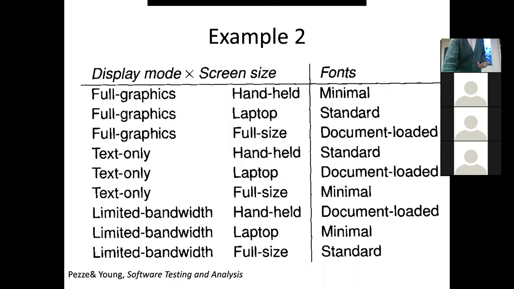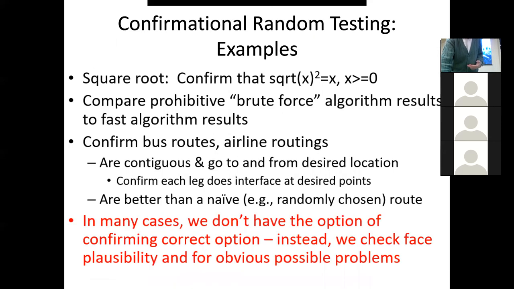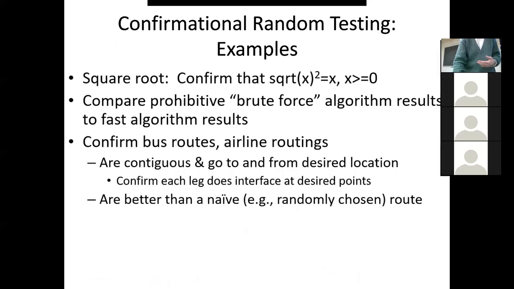Okay, so let's go on to the last thing I'm going to talk about here, which is called conformational random testing. What's your project's to do some random testing? The idea behind random testing is really easy. You generate random cases according to some principled understanding of how they should be handled, right?